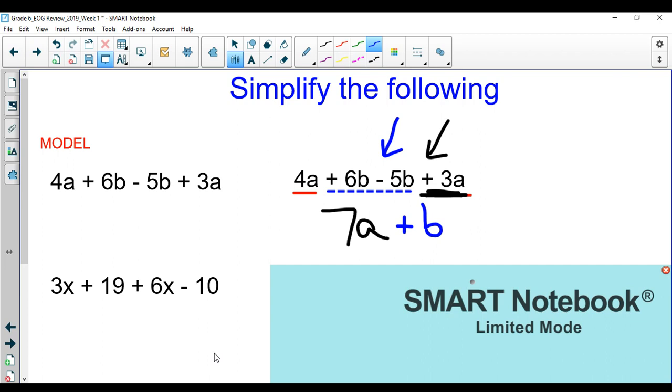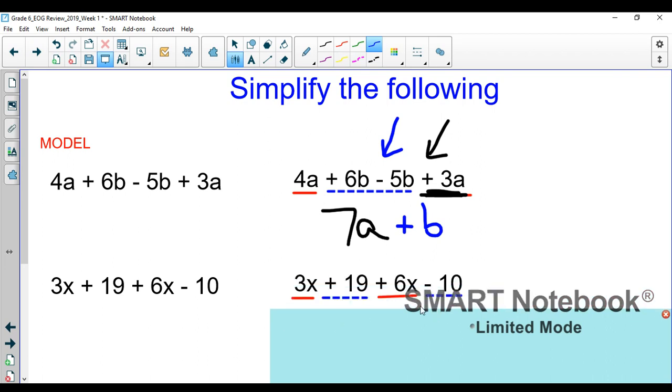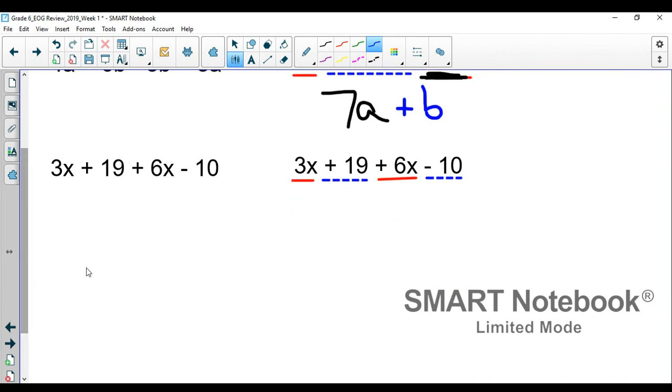So on the second example, when I look at what I have here, in this case, I don't have two variables. I only have one variable, and then I have a whole bunch of constants here. So when I combine these, I have 3x and 6x, and I have 19 and minus 10. And notice how the sign got captured. There's no signs floating around. Everything has some sort of mark under it.